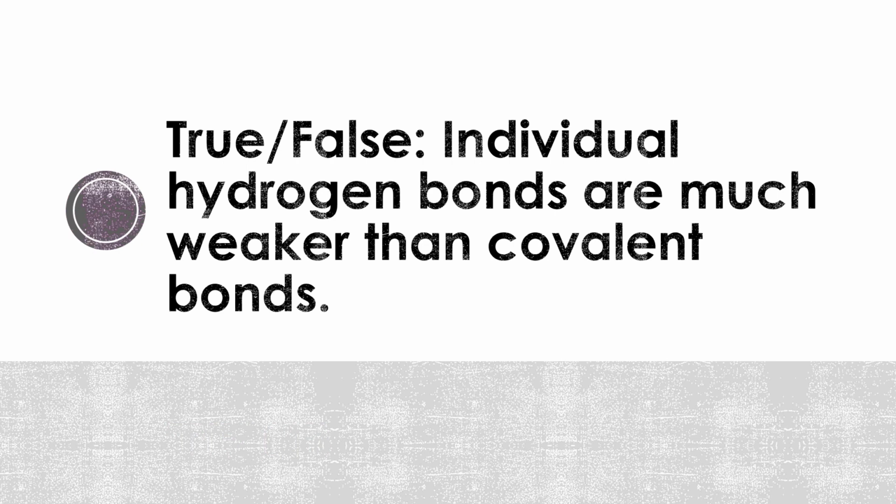Individual hydrogen bonds are much weaker than covalent bonds. The key word here is individual. This is a true statement. A single hydrogen bond is much weaker than a single covalent bond. Where this becomes tricky is when we start to consider things like the tertiary structure of a protein, and we see hundreds of hydrogen bonds helping to hold this overall structure in combination with other types of interactions such as hydrophobic interactions. And so then we start thinking about hydrogen bonds actually being quite strong, but an individual hydrogen bond is weaker than a covalent bond.